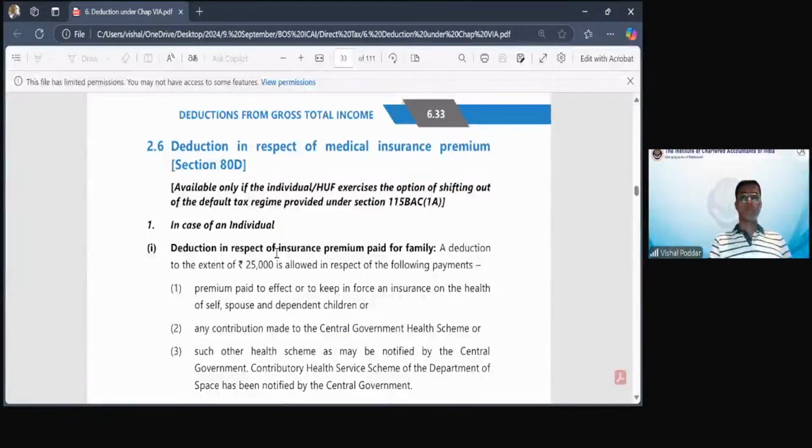Any questions up to this point, students? Any doubts with any of the points? Nanda Gopal, beta, that rule of 60% is applicable to 80CCD. It is not applicable to 80CCH. Fine, beta?